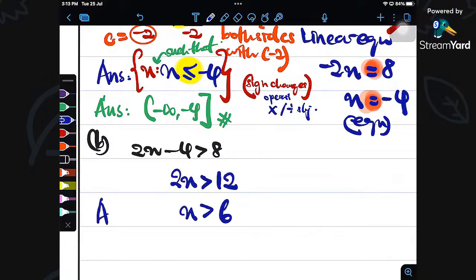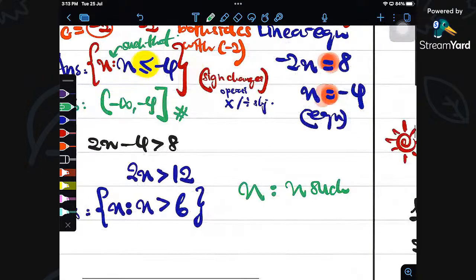And so our final answer is curly bracket x such that 6 is less than x, close curly bracket. So I hope you can understand the requirement in our syllabus. We need to write down such that, okay? Maybe I can write it here. This is x such that. This means x such that. We need to understand this meaning.